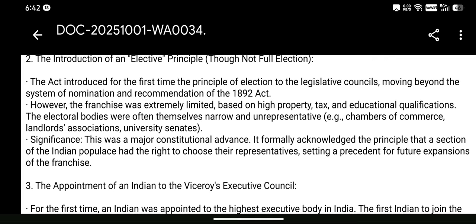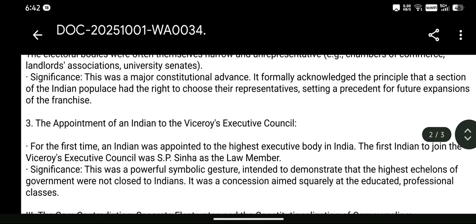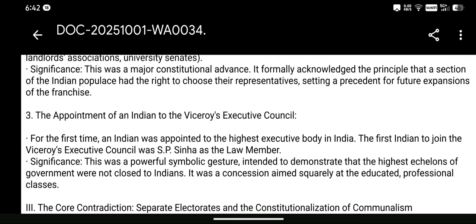It formally acknowledged the principle that a section of the Indian populace had the right to choose their representative, setting a precedent for future expansions of the franchise. The appointment of an Indian to the Viceroy's Executive Council. For the first time, an Indian was appointed to the highest executive body in India. The first Indian to join the Viceroy's Executive Council was S.P. Sinha as the law minister.